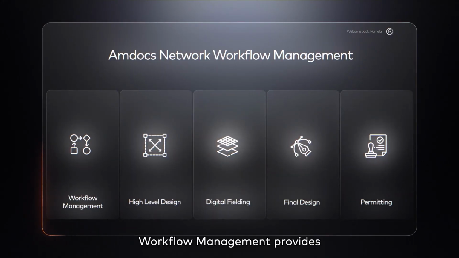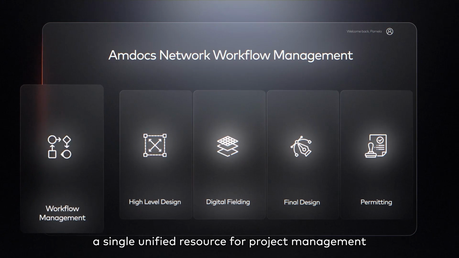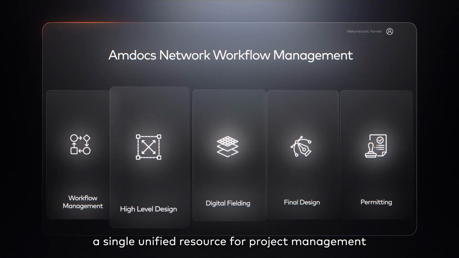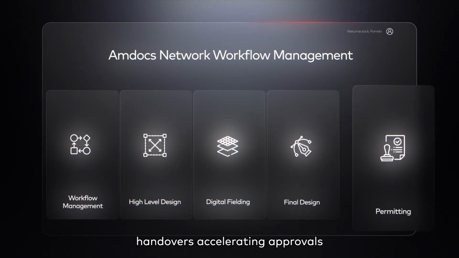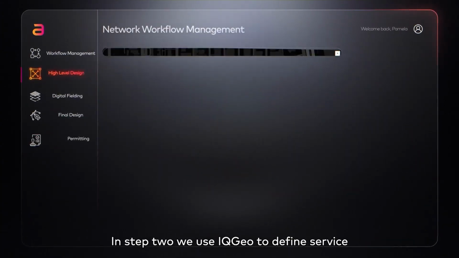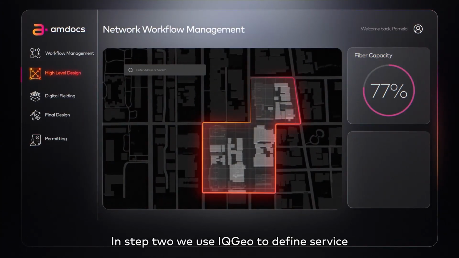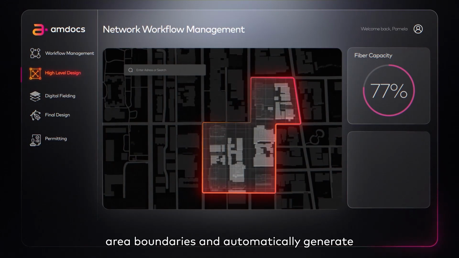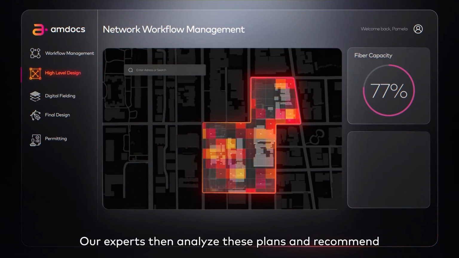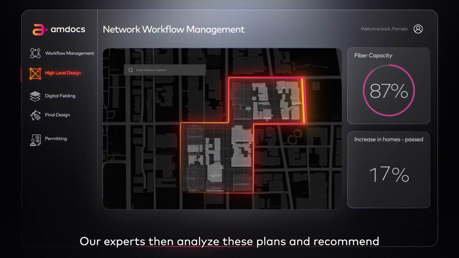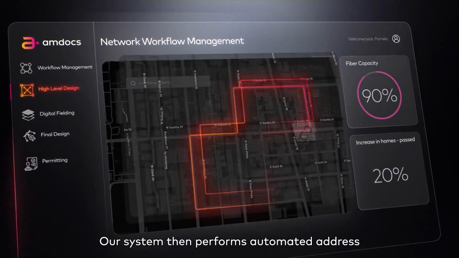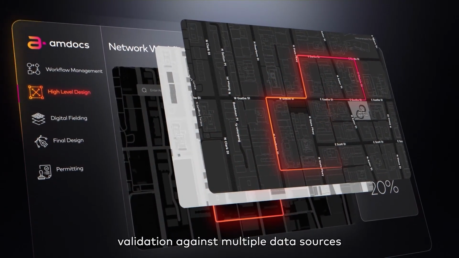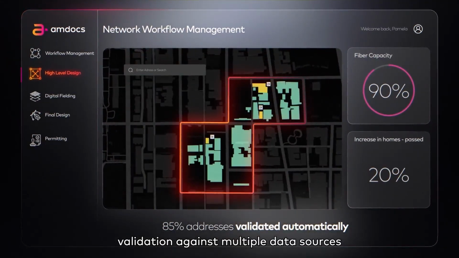Here's how it works. In step 1, Amdocs Network Workflow Management provides a single, unified resource for project management with automated workflows producing seamless task handovers, accelerating approvals. In step 2, we use IQGeo to define service area boundaries and automatically generate high-level plans. Our experts then analyze these plans and recommend refinements to optimize coverage and reduce build costs. Our system then performs automated address validation against multiple data sources.